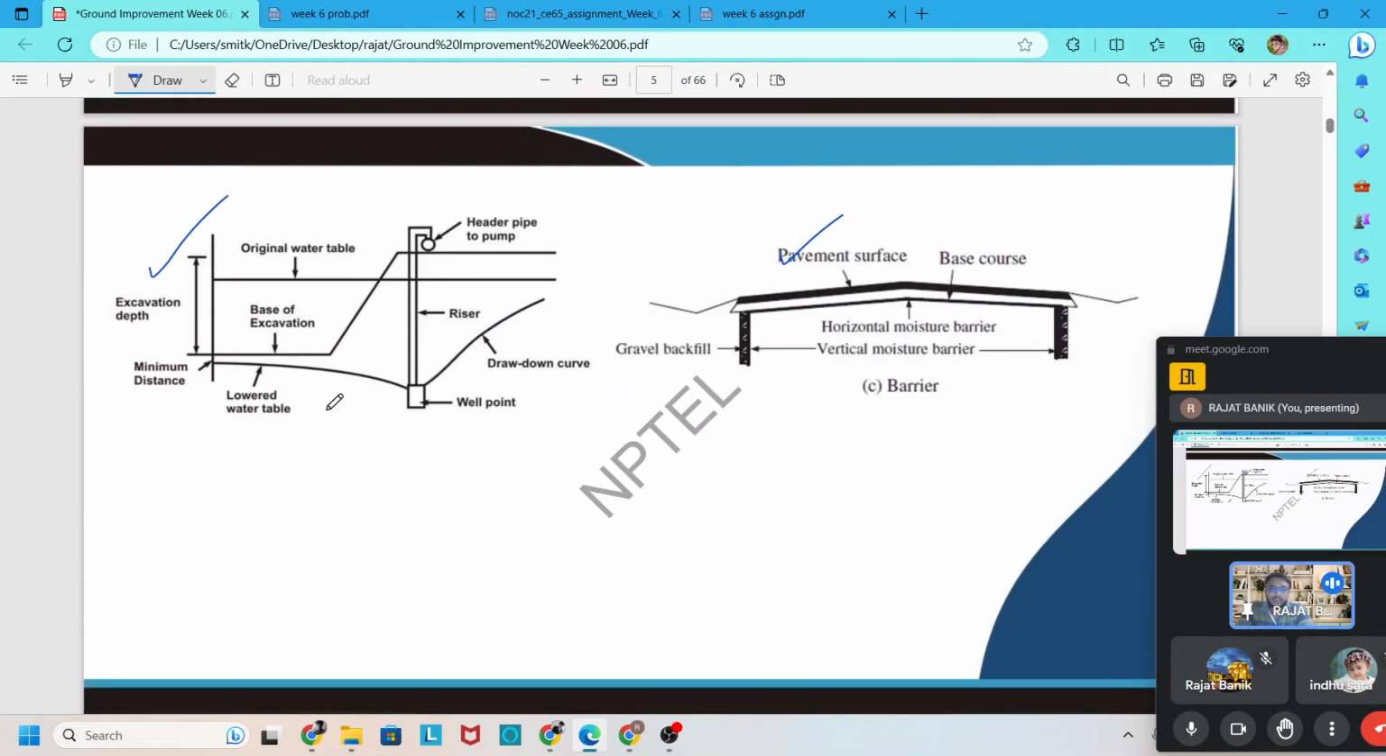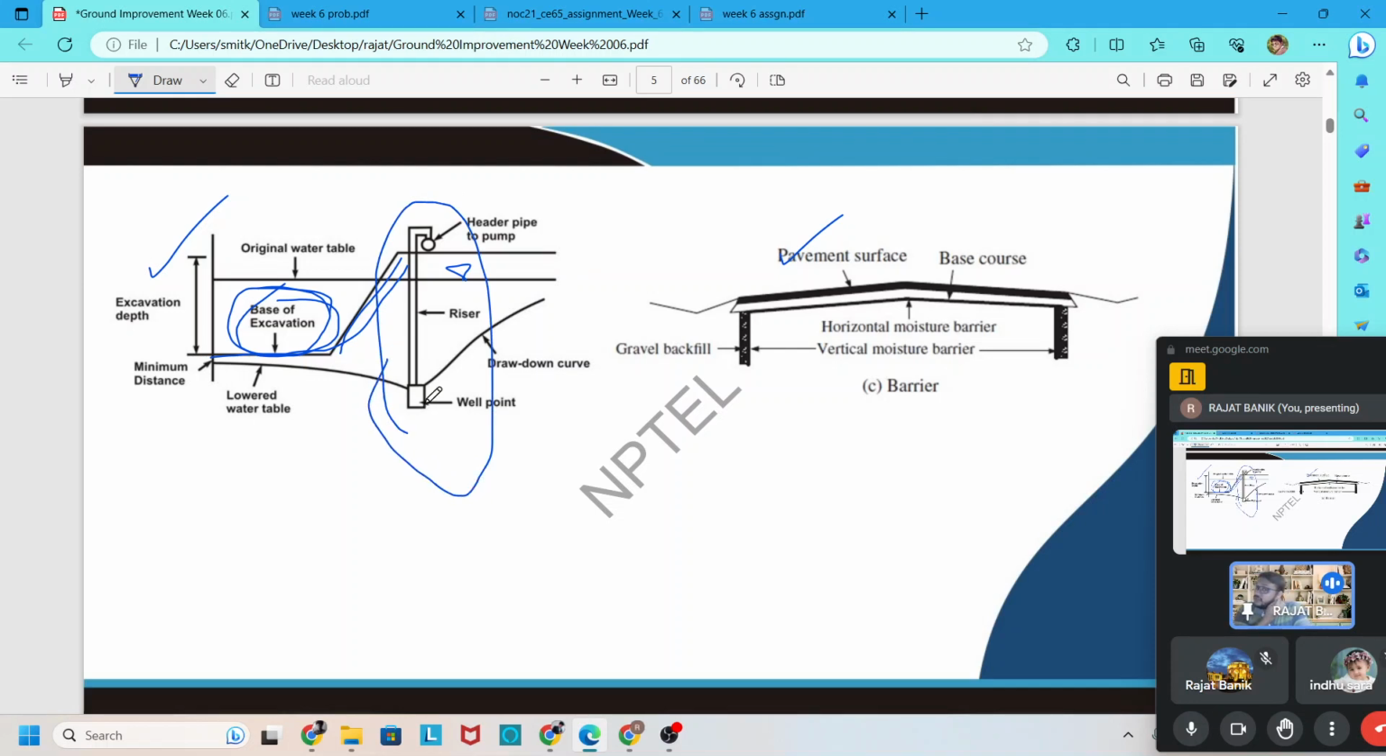And the second one is called the dewatering technique. In this technique, the original water table is here, but we need to excavate up to here. If we excavate without dewatering, the water may get into this excavation base, which may cause many detrimental effects or problems in our construction. For this we need to dewater by some arrangement. One of the arrangements here is the well point.